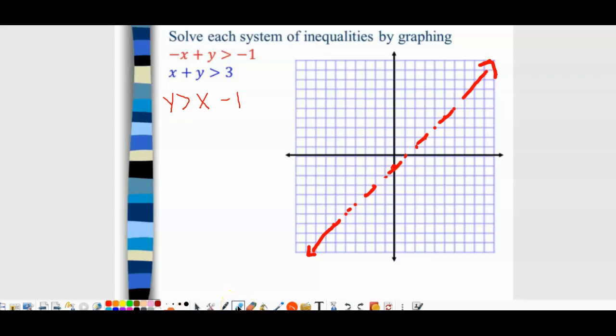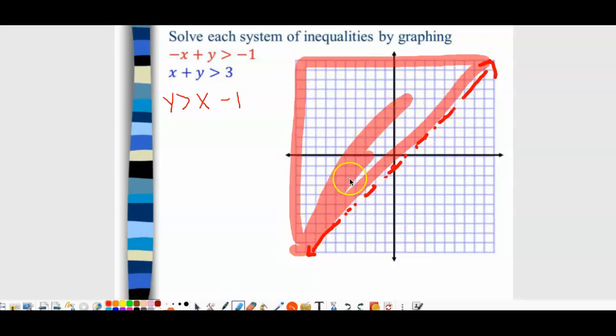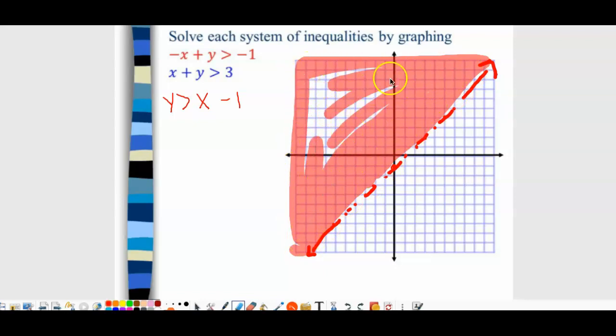So what happens is you graph one of your lines the way we've been graphing. I'm just going to graph this line and do all my normal shading, so I'm going to shade everything above. And then we graph the next line. Now I'm going to graph the blue line.